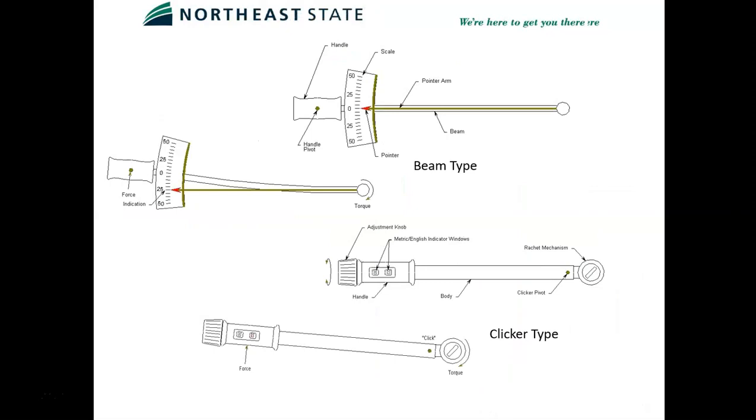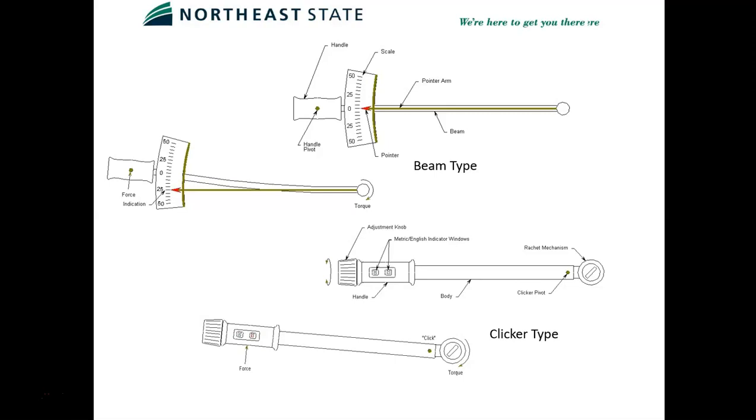But here's how a beam type works. There on the top, you see you've got the scale. You've got actually two rods. You've got the beam, and then you've got the pointer arm. So as you start to gain torque on a nut or a bolt, the beam, the bigger bar, starts bending with it, and then the pointer bar stays straight, and it shows on the scale how many foot-pounds you've achieved. So that one you can see in the second picture is 25 foot-pounds.